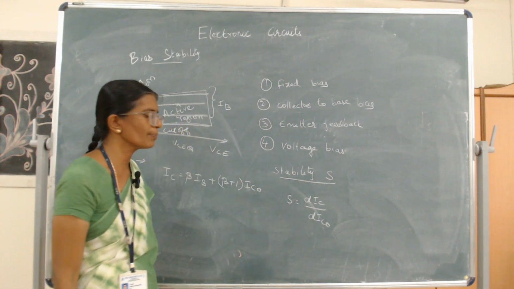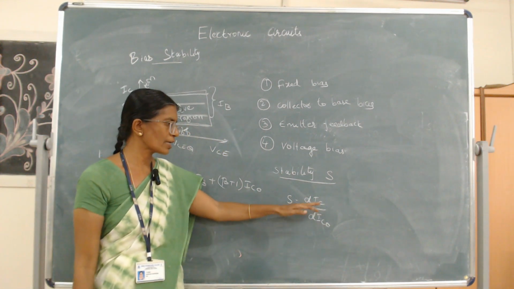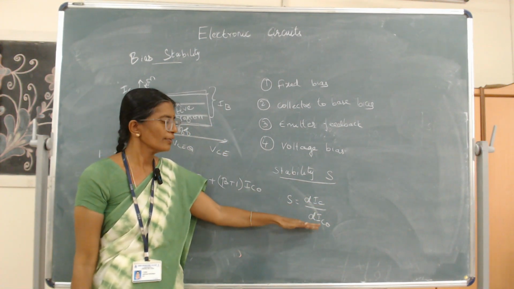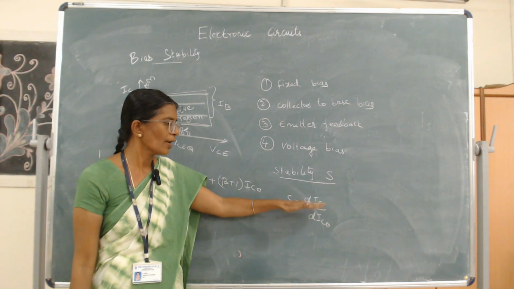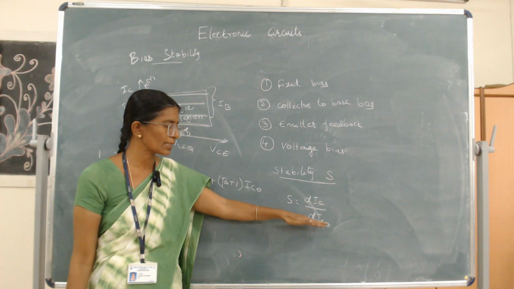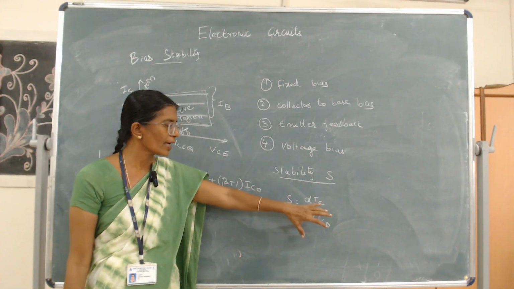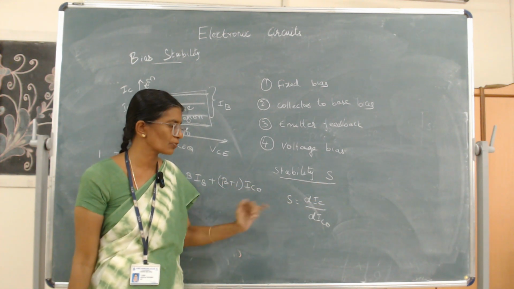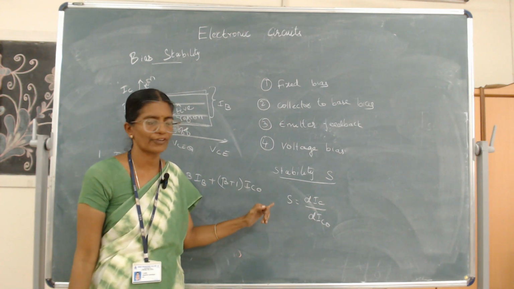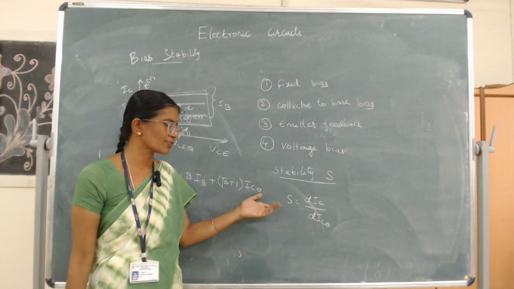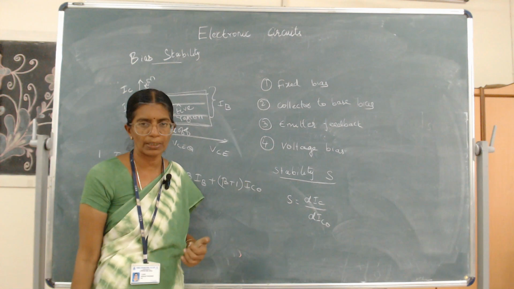So dIC by dICO. What is this? dIC by dICO indicates the variation of the collector current with respect to ICO. That is, ICO is nothing but the reverse saturation current. So how much do my IC and ICO vary with respect to the temperature? This gives the stability factor.